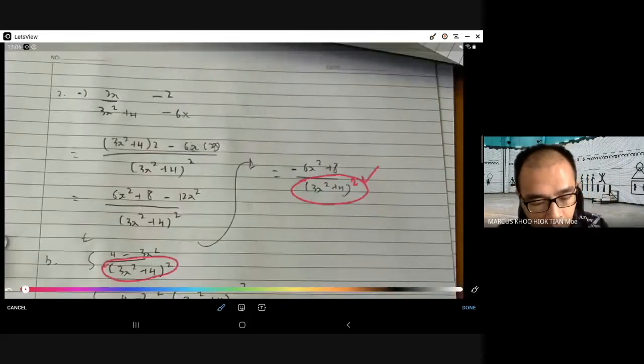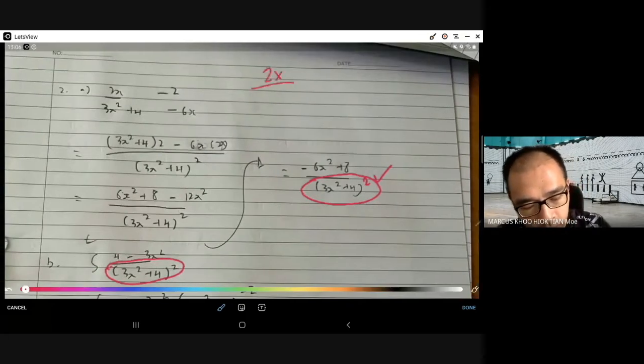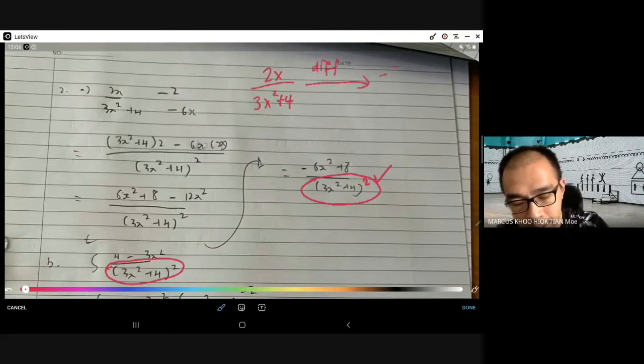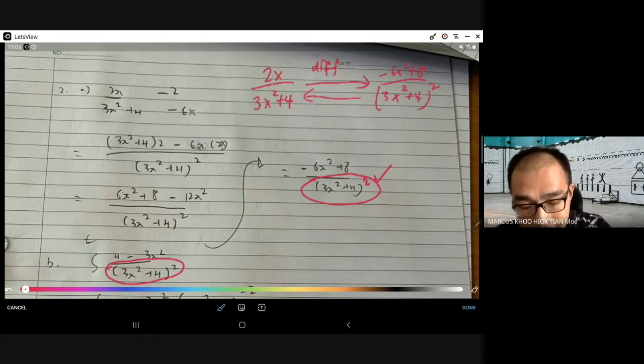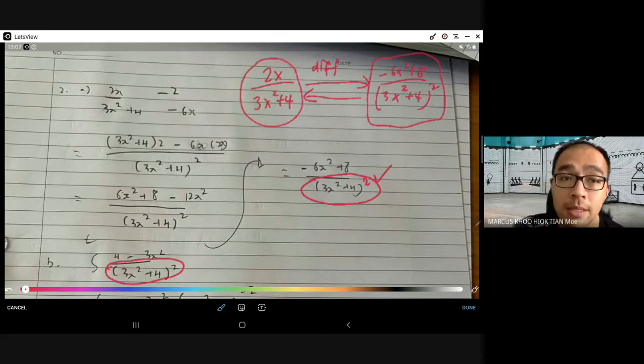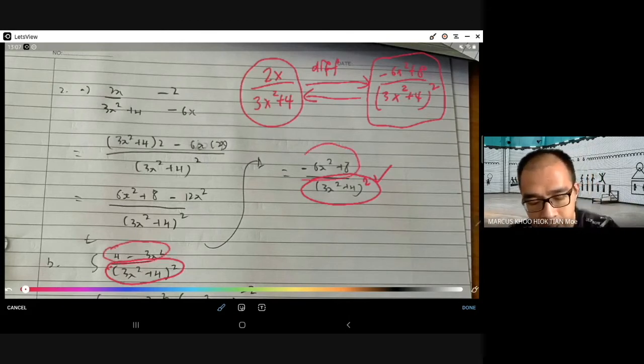This 2x over 3x squared plus 4, when you differentiate, you get negative 6x squared plus 8 over 3x squared plus 4, the whole thing squared. And if you integrate this whole thing, you should get back this one, 2x over 3x squared plus 4. Now, the only problem here is your top here is not the same as this.